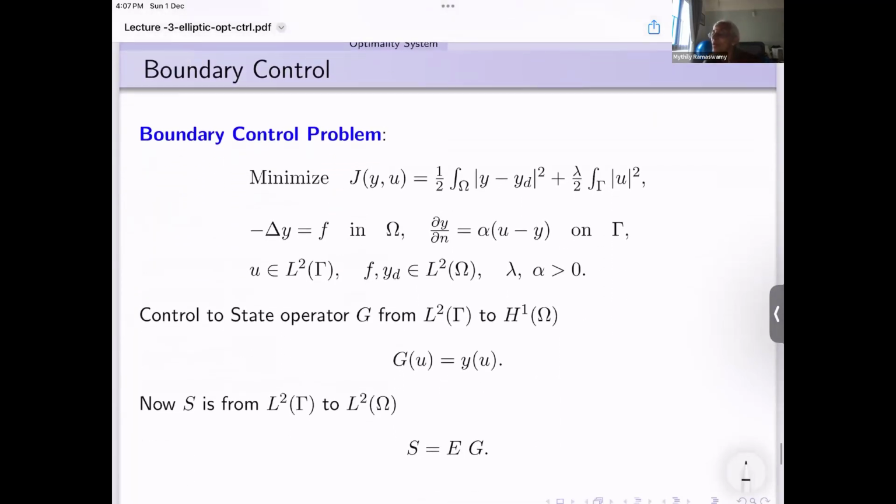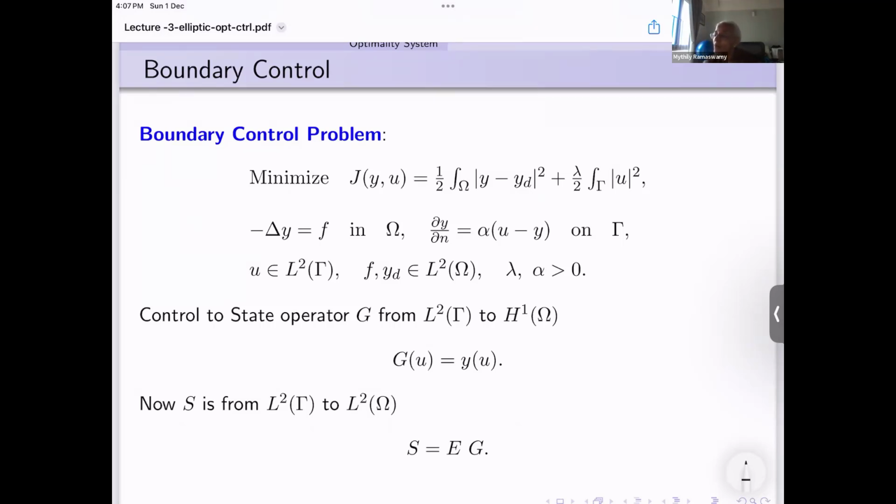So here we are trying to put the control over the boundary: alpha y minus u minus y, plus lambda by 2 gradient u square, and u is in L2 of gamma now. The domain is the boundary. And again, I have to see what the solution operator is. Now it is going from L2 gamma to H1 omega.